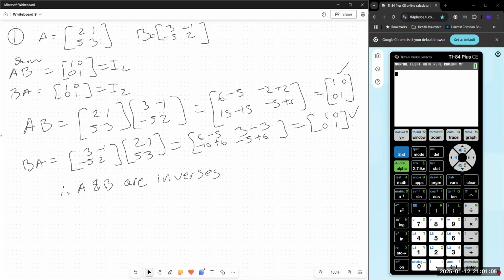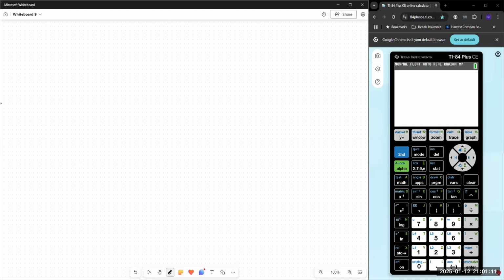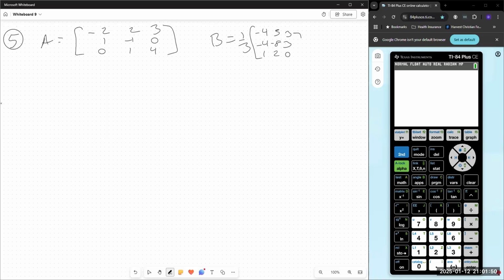Let's do that again with problem number 5. It says that A is equal to [-2, 2, 3; 1, -1, 0; 0, 1, 4], and B is equal to, watch out, this says 1/3 of [-4, -5, 3; -4, -8, 3; 1, 2, 0].